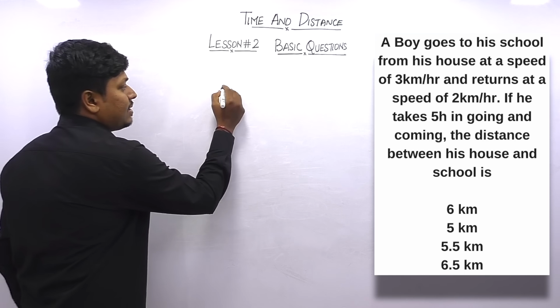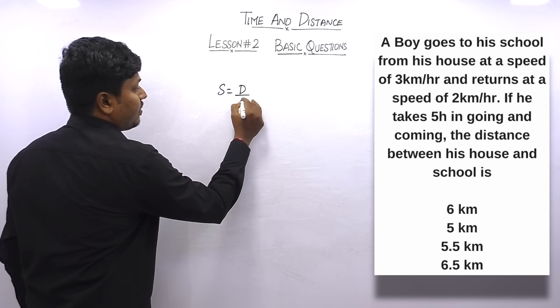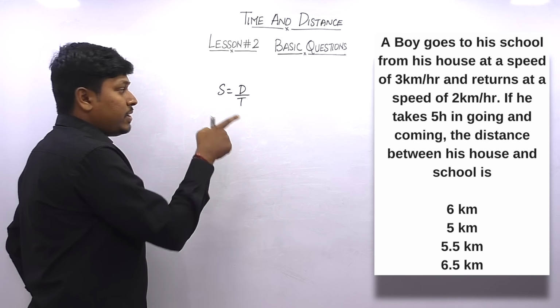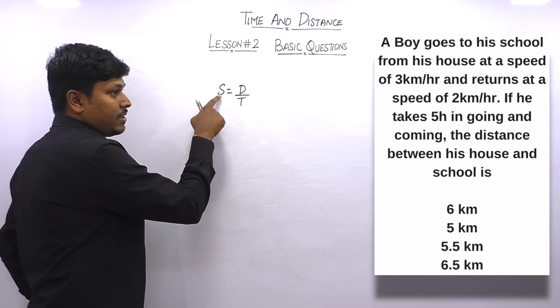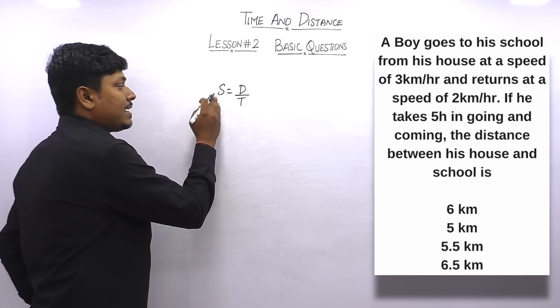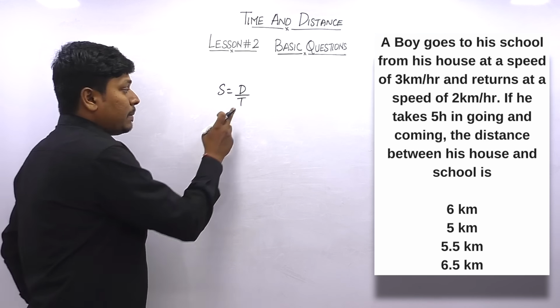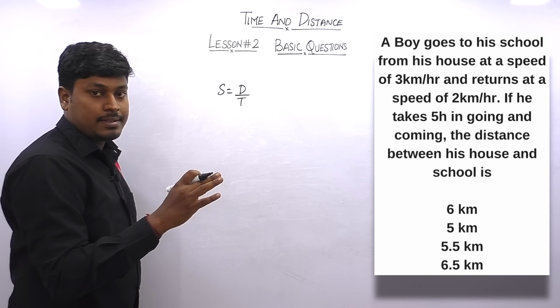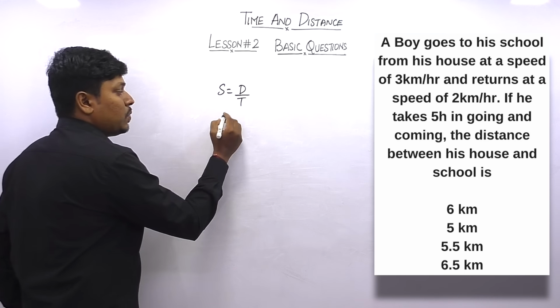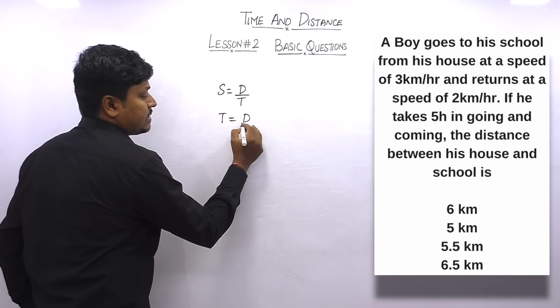So listen carefully. Speed is equal to distance by time. Everyone knows this formula. And they have given two different speeds. First speed while going is 3 km per hour, and while coming it is 2 km per hour. So we have two different speeds, but the total time is common for both cases. Complete time is 5 hours. So let me do one thing. Time is equal to distance divided by speed.